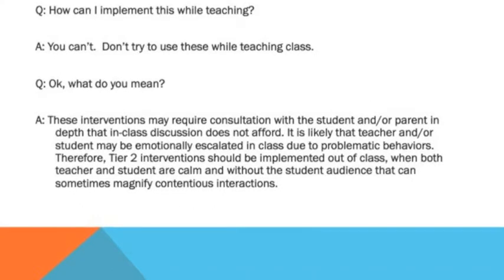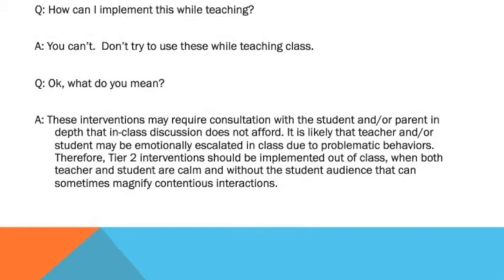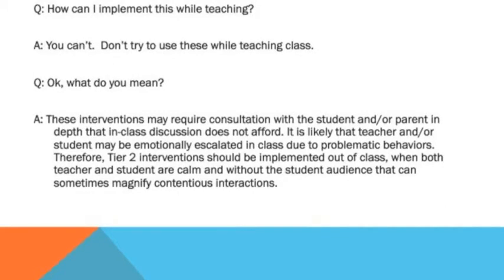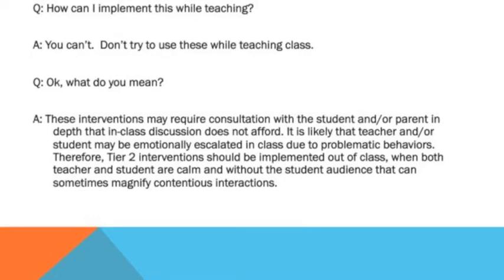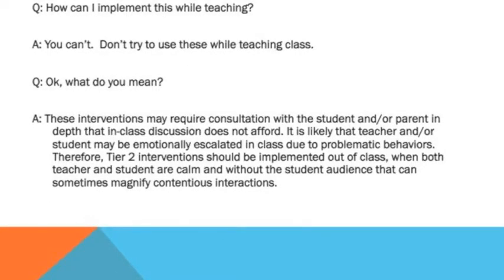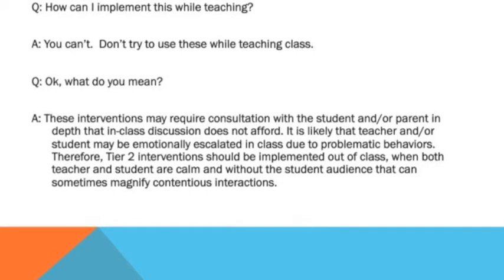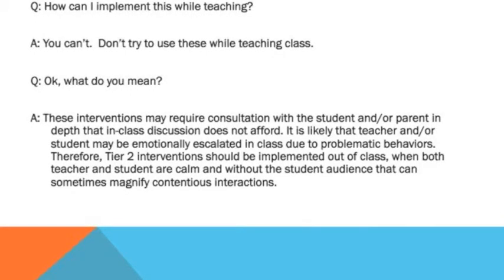So Tier 2 interventions really are going to require you to take a step back, make a plan that's going to work for you and the student, and meet with that student one-on-one, possibly over lunch, possibly after school, and possibly with parent or administrative or school counselor support, so that you can really be focusing on a strengths-based plan that is going to help the student.